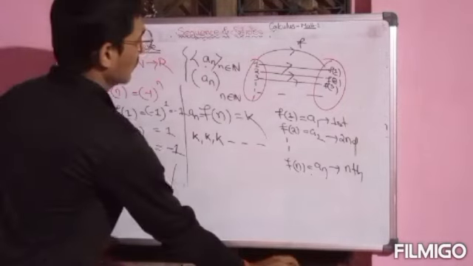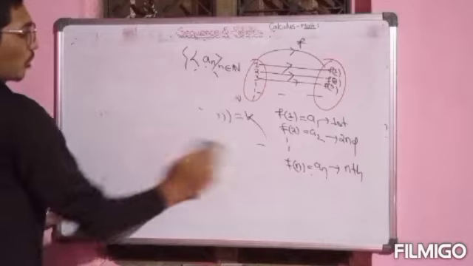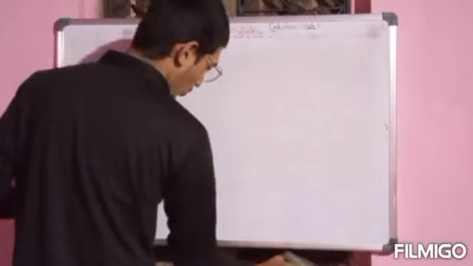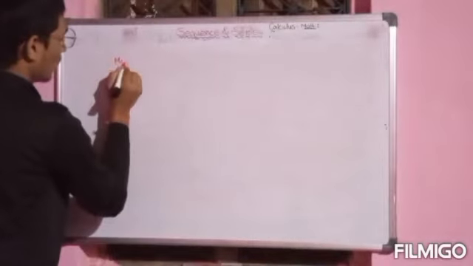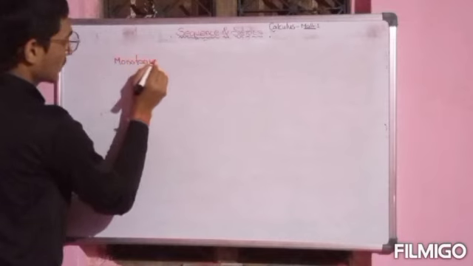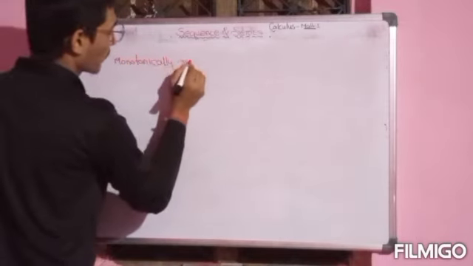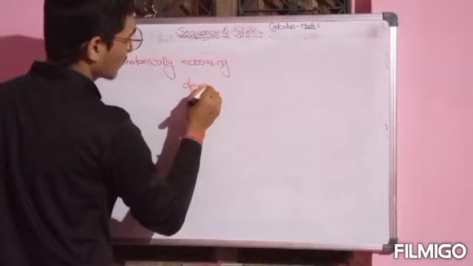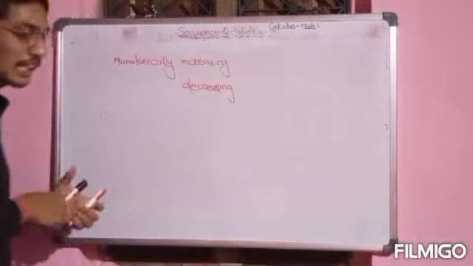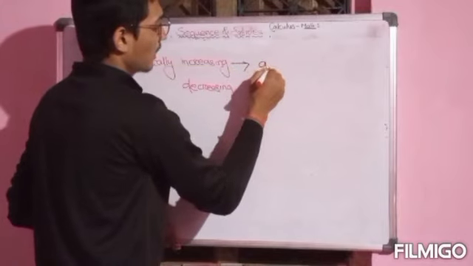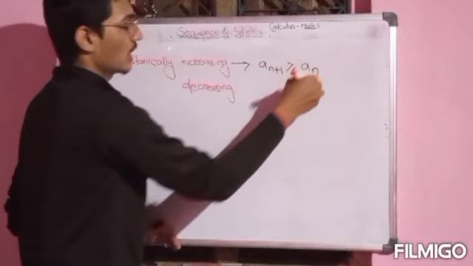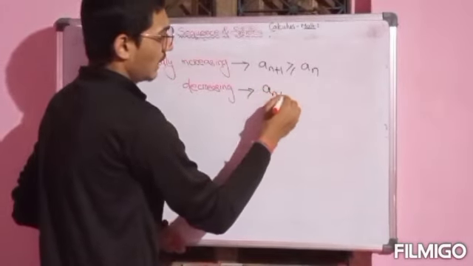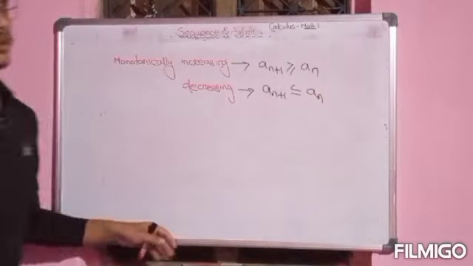There are some basic definitions like monotonically increasing, monotonically decreasing. I think you all have heard about these words. One is called monotonically increasing sequence. Another is monotonically decreasing. What is monotonically increasing sequence? If my n plus 1 term is greater than or equal to nth term, then I'll call this monotonically increasing sequence. Similarly, what is monotonically decreasing? If my n plus 1 term is less than or equal to nth term.